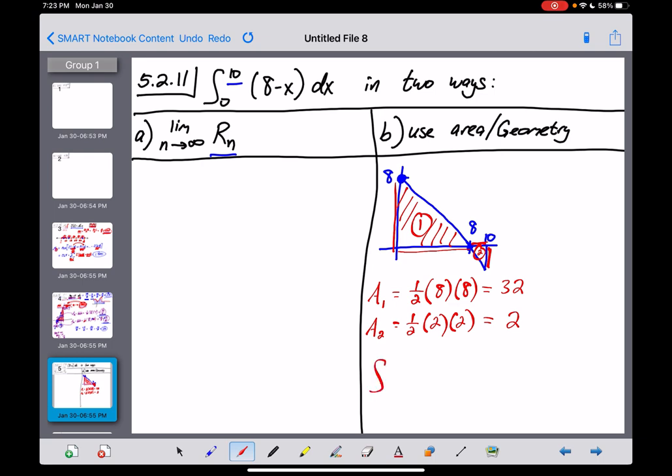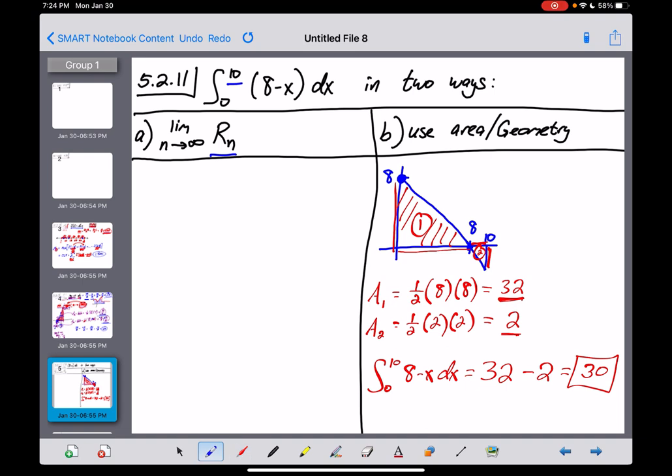And therefore, the integral from 0 to 10 of 8 minus x dx is going to equal this area here, which is above the x-axis, and here's what's important, minus the area of any region below the x-axis. 32 minus 2, and we end up with an answer of 30. Now, remember, normally what you guys are probably used to already is using an integral to find an area. But what we did in part B is use an area to find an integral. Now, part A is by far the trickier part here.